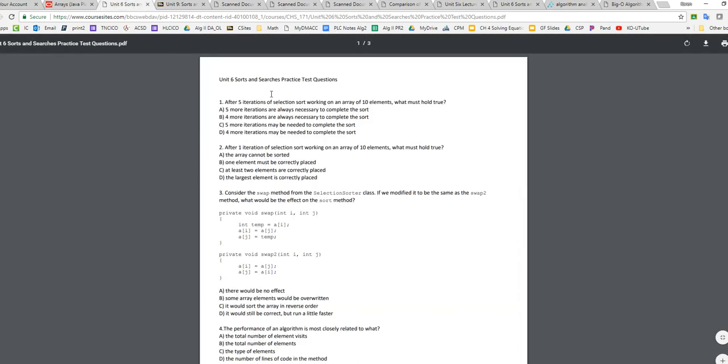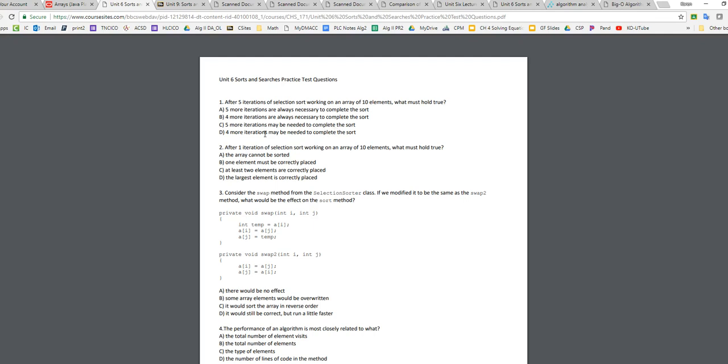The other review sheet is very similar. It does have a little bit more refined questions. For example, after 5 iterations of the selection sort working on an array of 10 elements, what must be true? So if I've gone through 5 iterations on a selection sort, 5 more iterations are always necessary, 4 more iterations are always necessary, 5 more may be needed, 4 more may be needed.